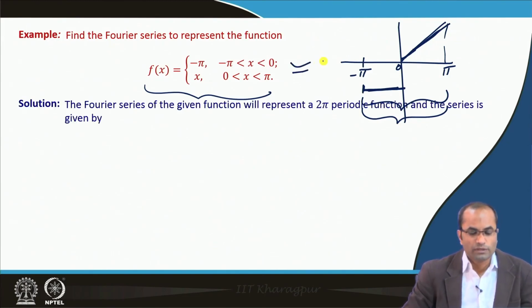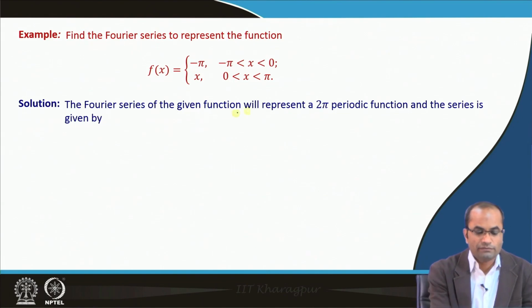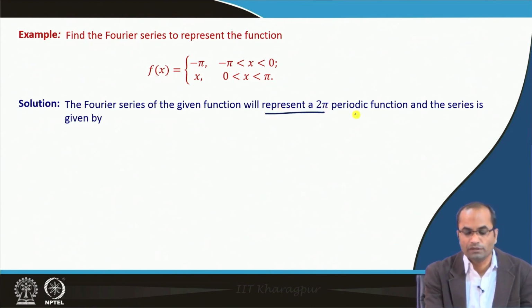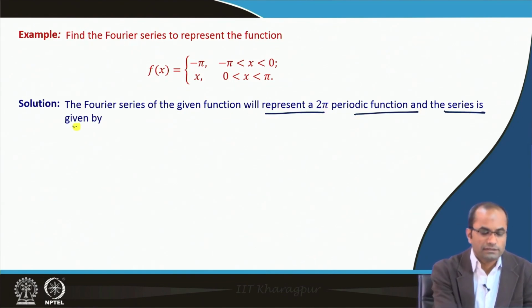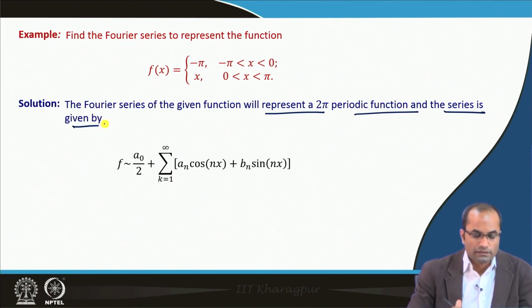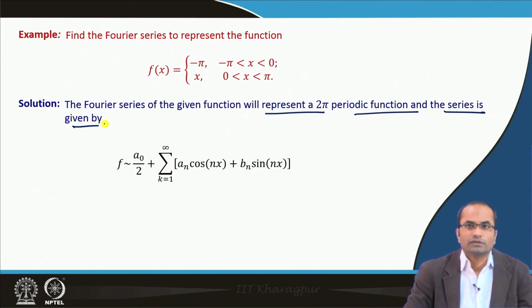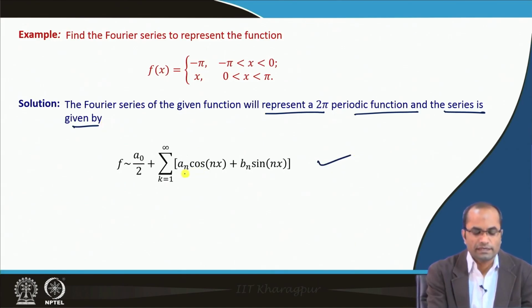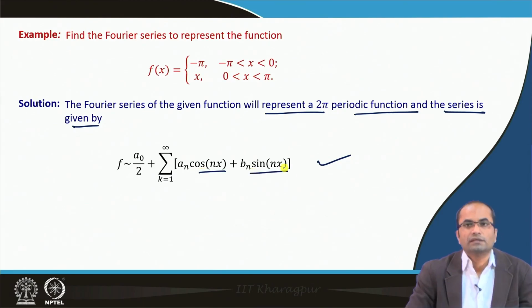So, the Fourier series of the given function will represent a 2 pi periodic function, and the series is the standard series, because we are talking about a 2 pi periodic function. So, in this case we have written this standard series with a_n cos nx and b_n sin nx.